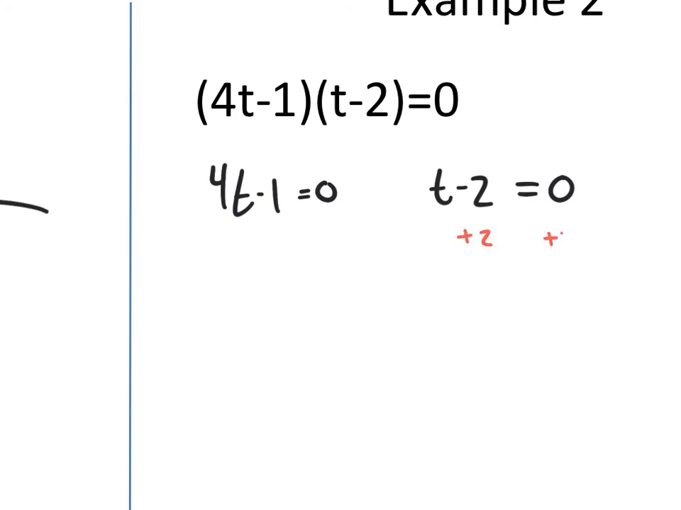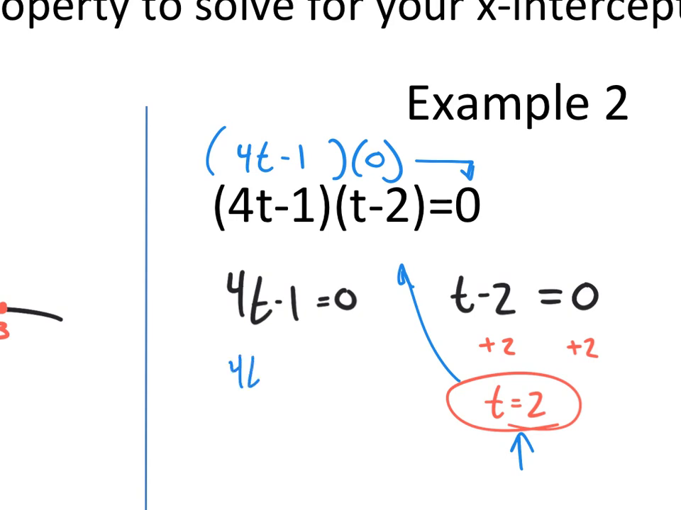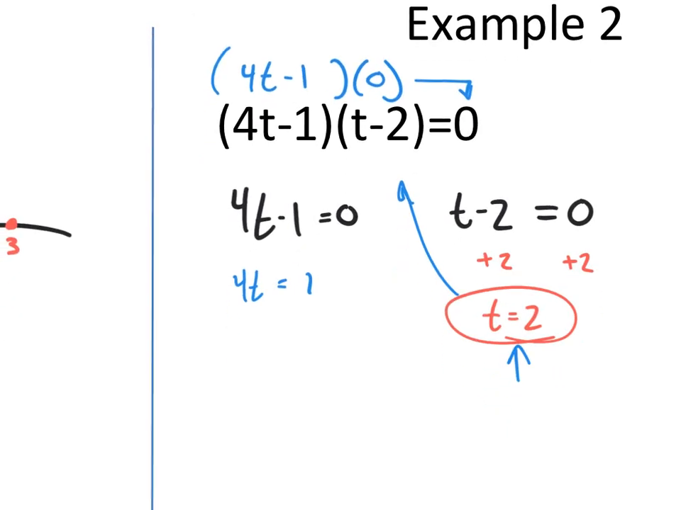So let's do this one first. When I add 2 to both sides, I get that t is equal to 2. And if you think about it, that should work. Because if I plug in t of 2 right there, this piece would become 0. And 0 times anything else is 0. That's what makes t equals 2 a solution. And then for this one, we'd add 1 to both sides and divide both sides by 4.